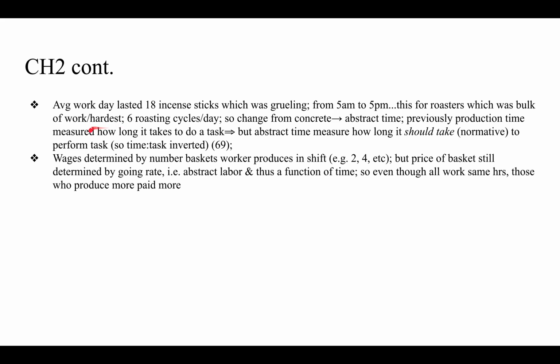And wages then were determined by the number of baskets a worker would produce in a given shift, so for example, 2 or 4 baskets. But the price of a basket was still determined by the going rate, i.e. abstract labor, and thus was a function of time. So even though all workers on a tea plantation worked the same amount of hours, those who produced more were paid more.